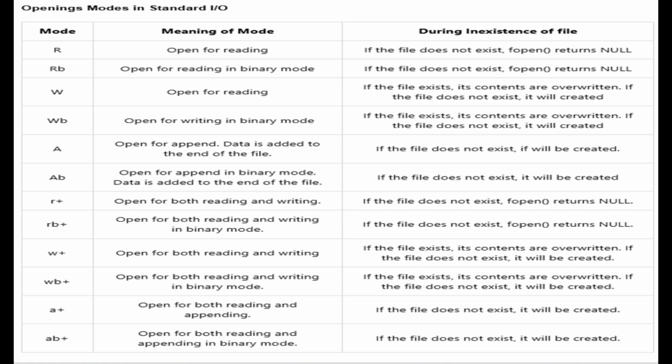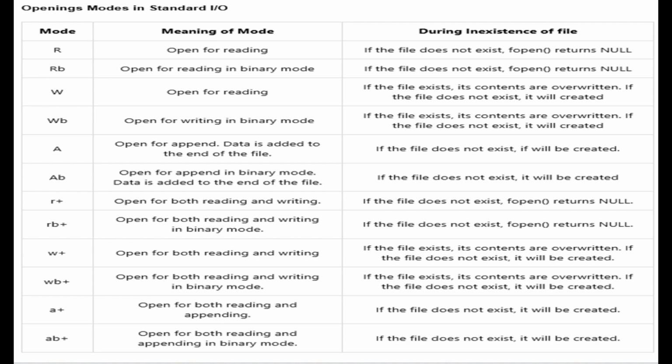1. R mode, read mode, used for reading data from an existing file. If the file doesn't exist, fopen returns NULL, meaning error opening file. 2. W mode, write mode, used for writing data. If the file already exists, all old data is deleted and new data is written. If it doesn't exist, a new file is created.